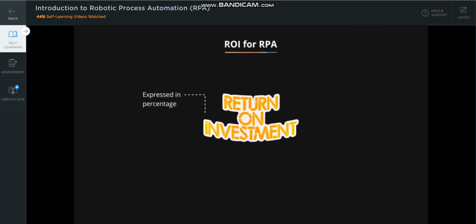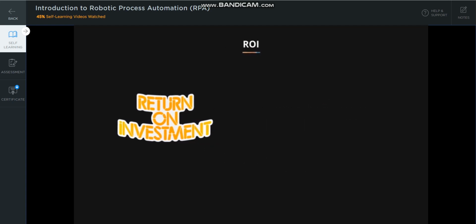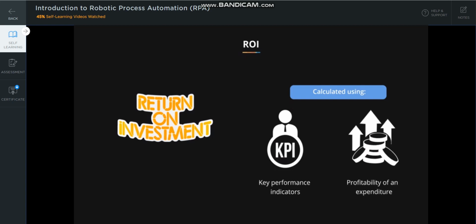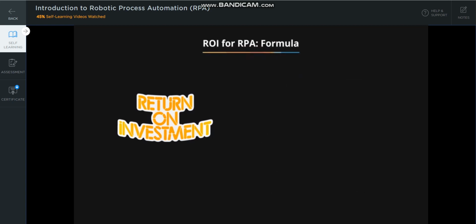ROI is usually expressed as a percentage and is typically used for personal financial decisions, to compare a company's profitability, or to compare the efficiency of different investments. ROI is calculated using key performance indicators and also by finding the profitability of an expenditure. The return on investment formula is ROI equal to net profit divided by cost of investment multiplied by 100.